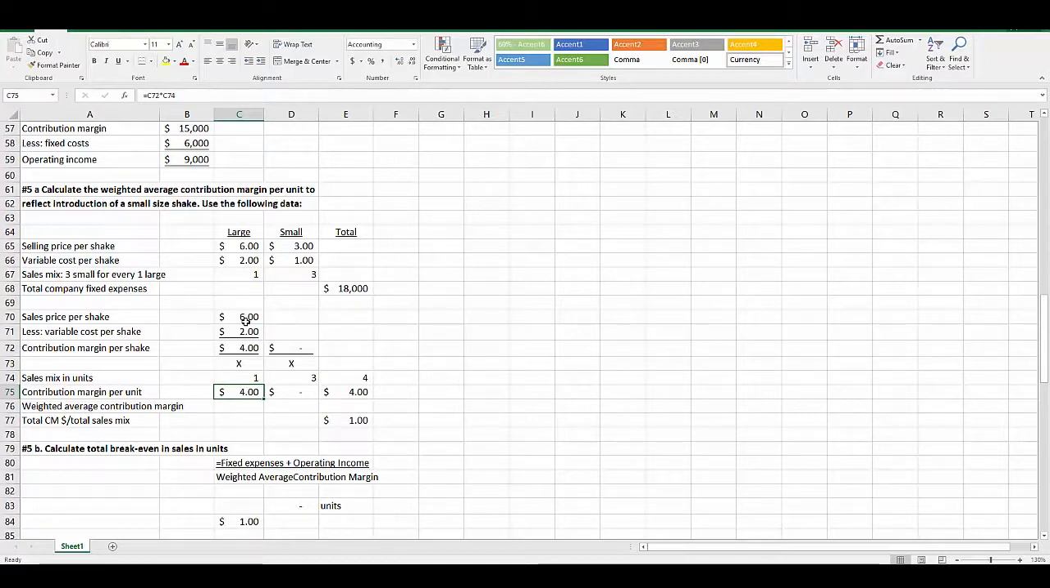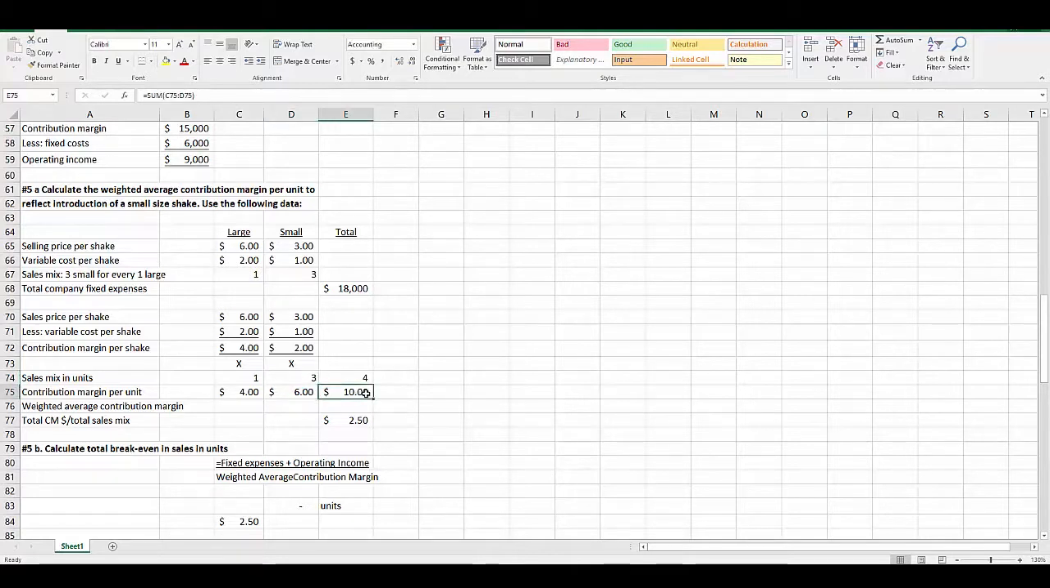So the next thing that we want to do is now go back up here, enter in the selling price for the small shakes, which is $3. The variable cost is $1. So your contribution margin is $2. So here you're looking at your sales mix. So we know we sell 3 and they're $2 each. So that's where 2 times 3 is your $6. So with the current sales mix of 1 large for every 3 small, we get a contribution margin of $10.